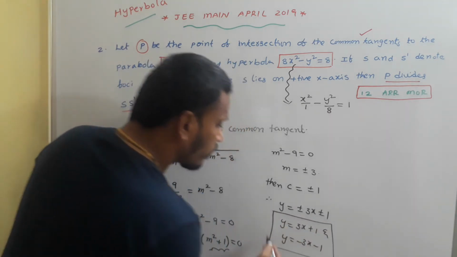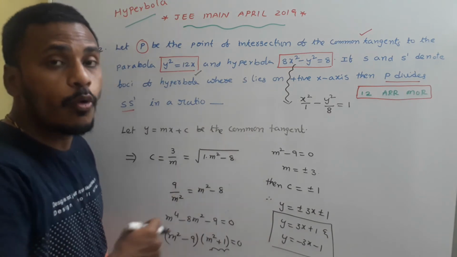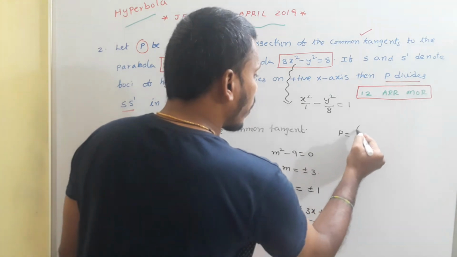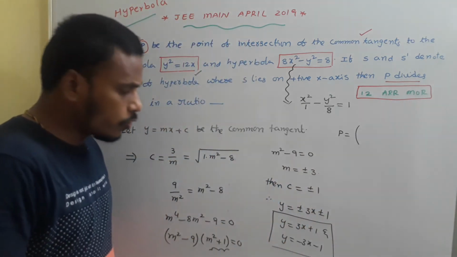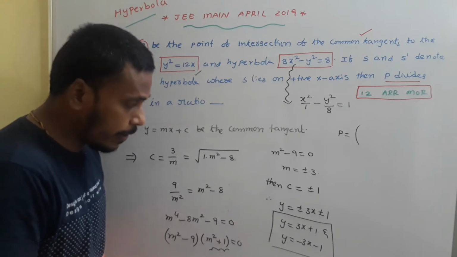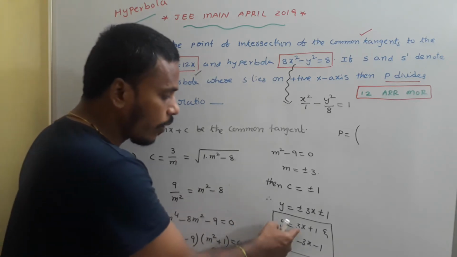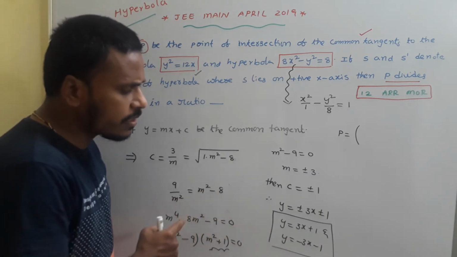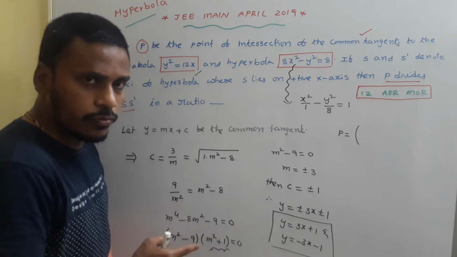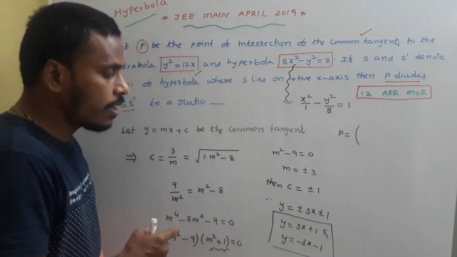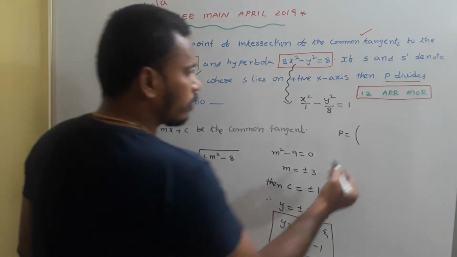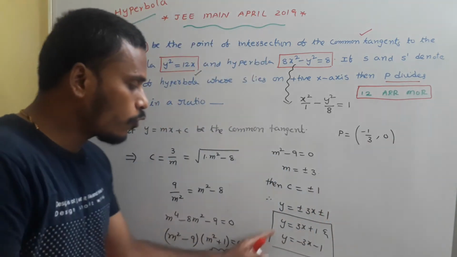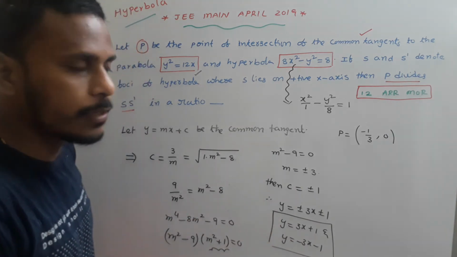We need to calculate the point of intersection of these two tangents and name it as P. So what are the coordinates of P? Just do it yourself. If you equalize these two parts of y, 6x is equals to minus 2 and x is equals to minus 2 by 6, so x is equals to minus 1 by 3. And y is equals to 0. If you solve these two, you get x and y as minus 1 by 3 comma 0.